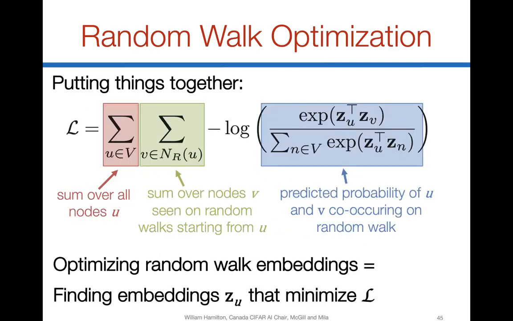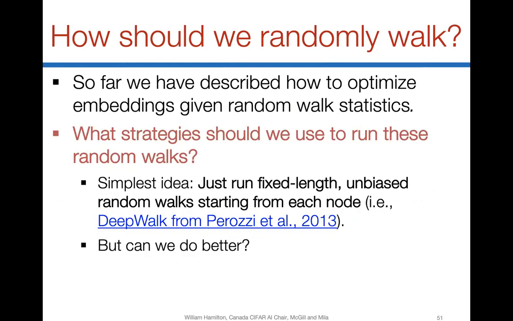And to put this together mathematically, what it looks like is we end up again summing over all nodes, looking at the neighborhood sets for all of these nodes. And then we're using this softmax term, and we're trying to maximize the predicted probability that U and V co-occur on random walks based on this softmax formulation shown down here. Okay, so I hope that was sufficient explanation to get the high level idea.